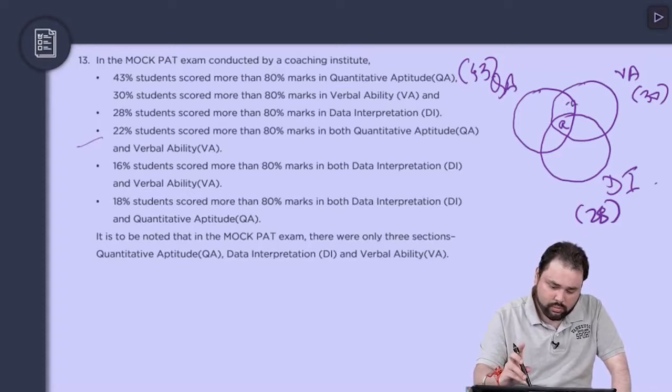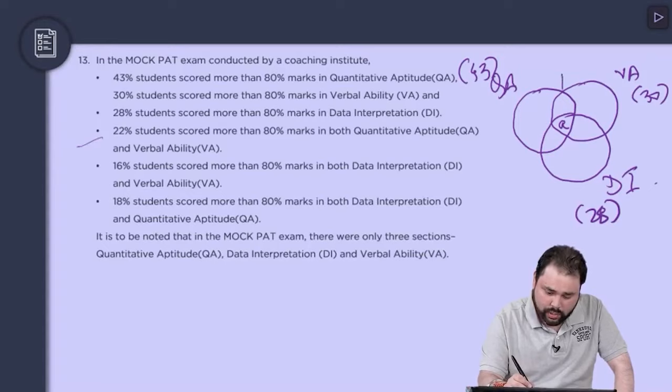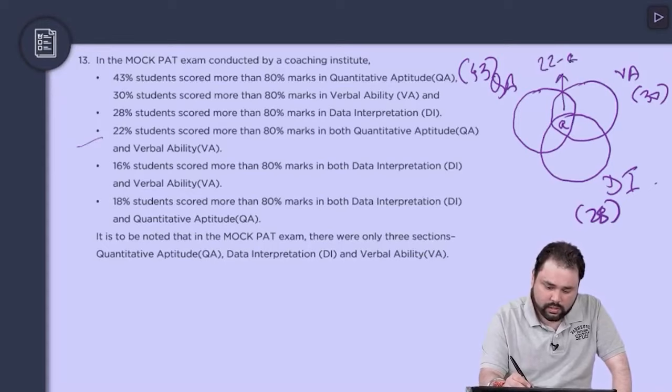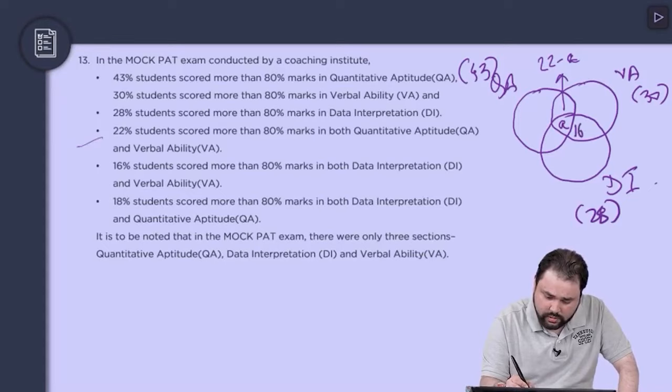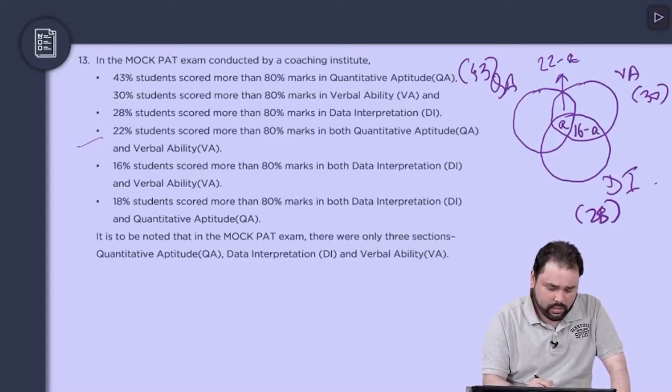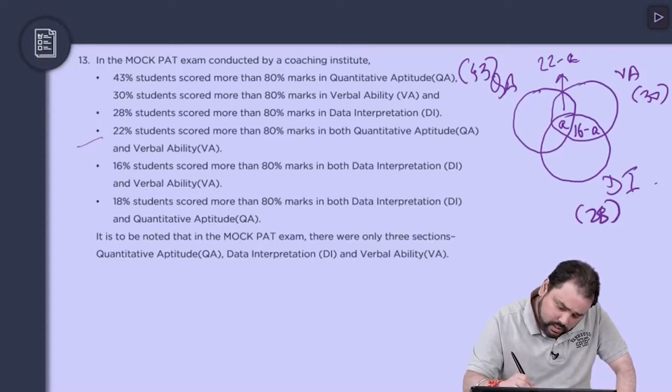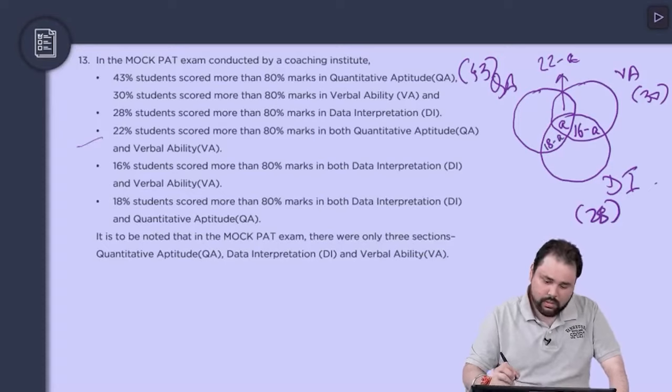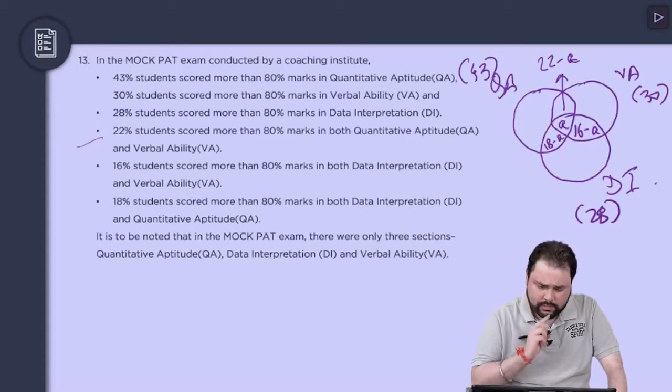So what I'll do is I'll remove this. Generally the way I like to do this is just point out here 22 minus A. Similarly 16% students in DI and verbal, so 16 minus A, this will fit here. And 18% scored more than 80% in DI and quant, so 18 minus A. Okay, so I have all of these done.